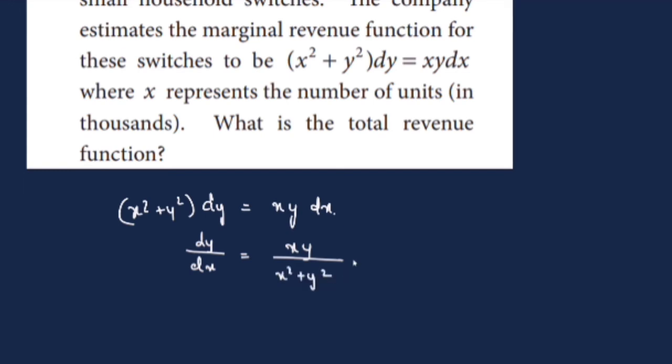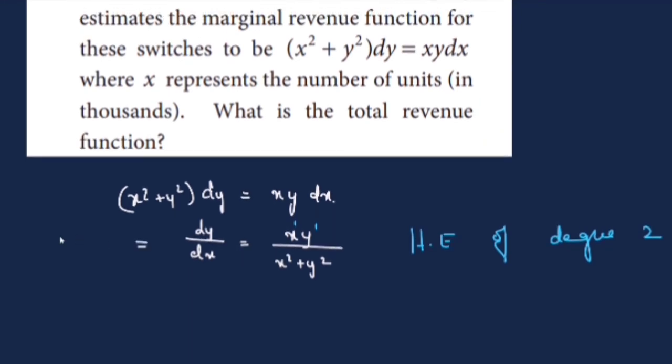Now this is a homogeneous equation because just check the degree. The degree of the numerator is 1 here and 1 here, it becomes 2. And this is x square, the degree is 2. Y square, degree is 2. So it is a homogeneous equation of degree 2. So once you know it is a homogeneous equation, this is actually the marginal revenue.